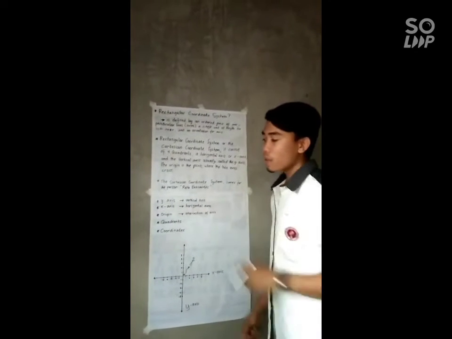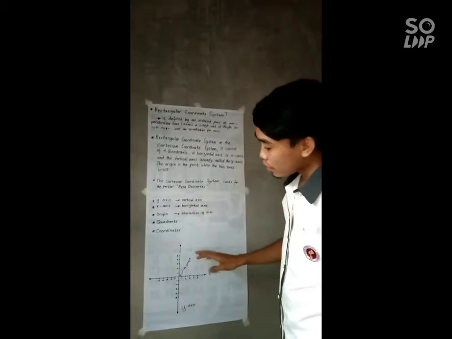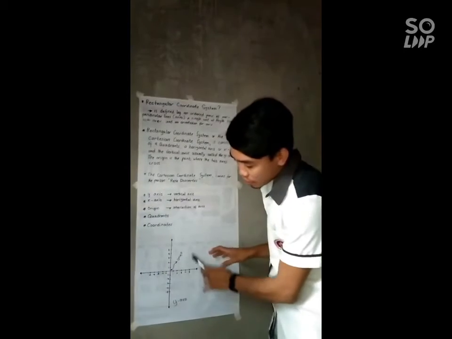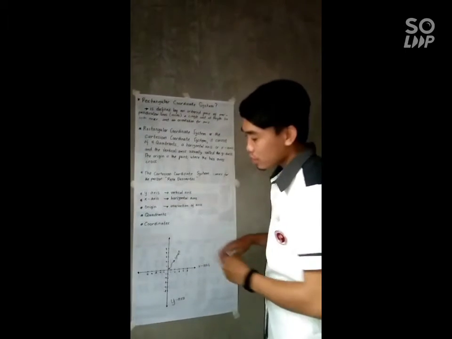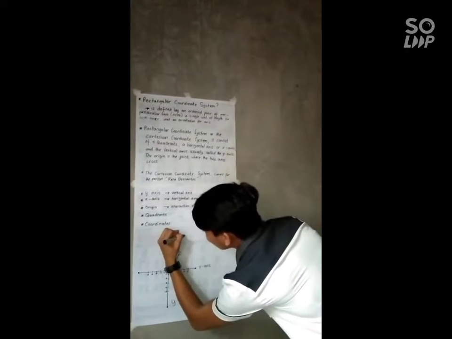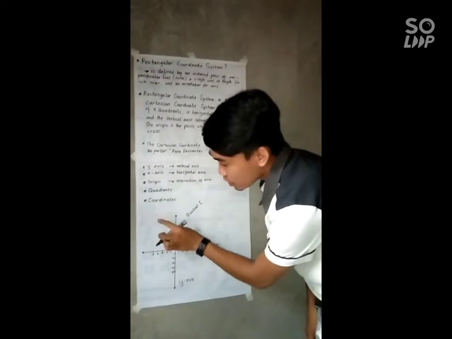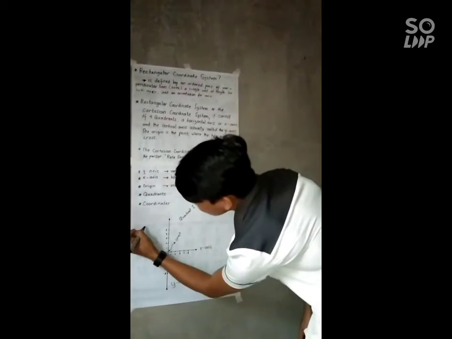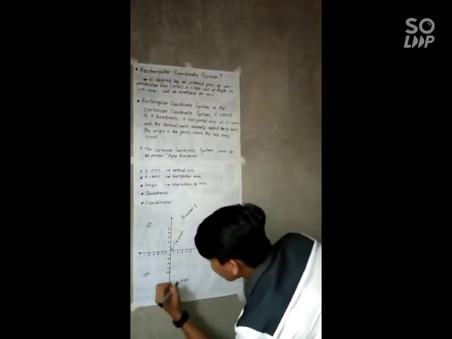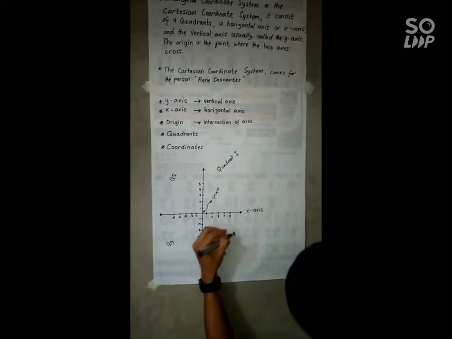So ang quadrants sa Cartesian coordinate system, gikan diri sa right side, magsugod ta diri sa right side, counterclockwise siya. So mao ni ang atong quadrant 1. So this is our quadrant 2, 3, and 4.